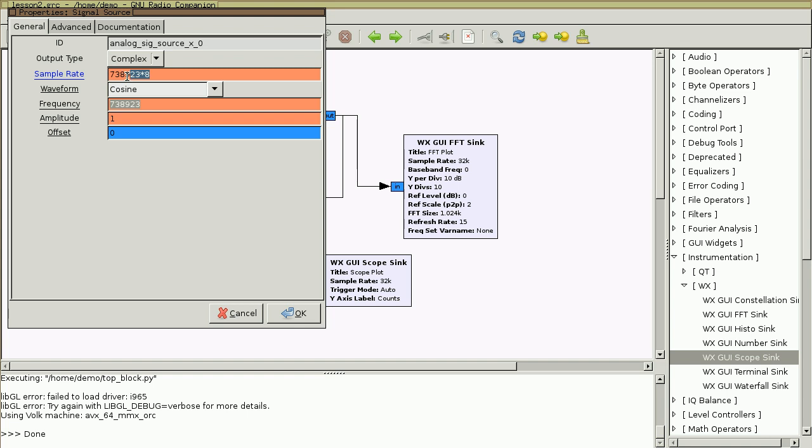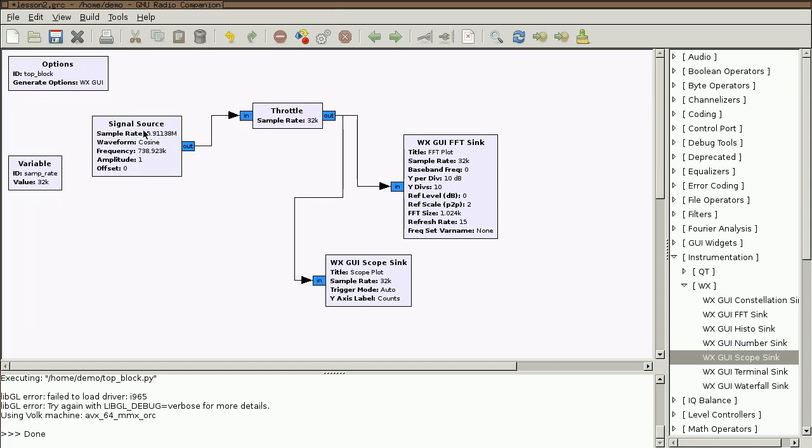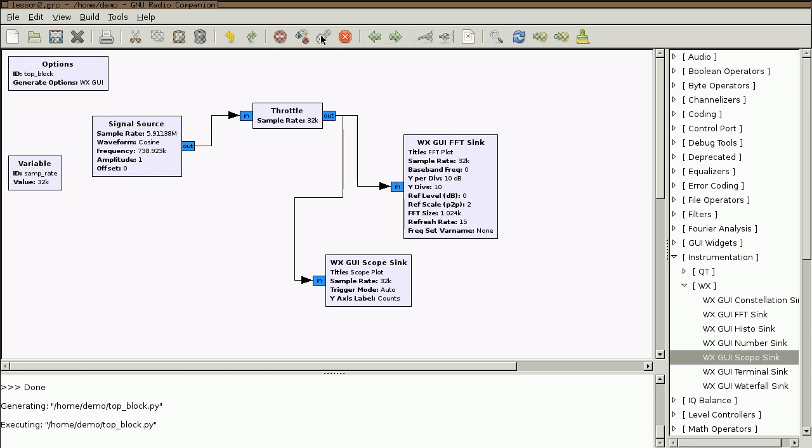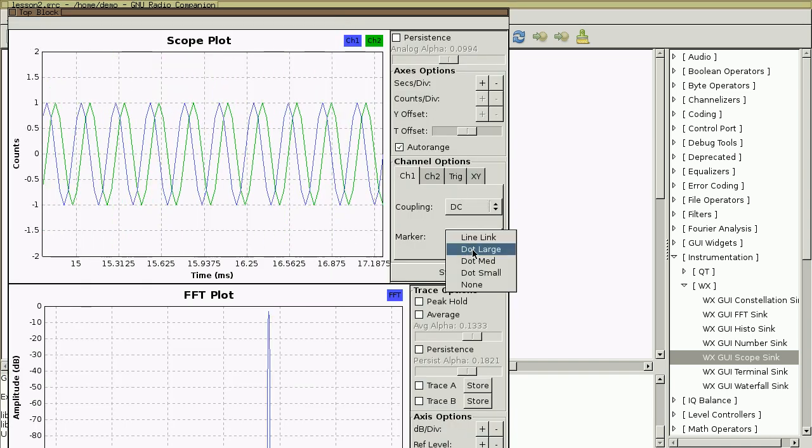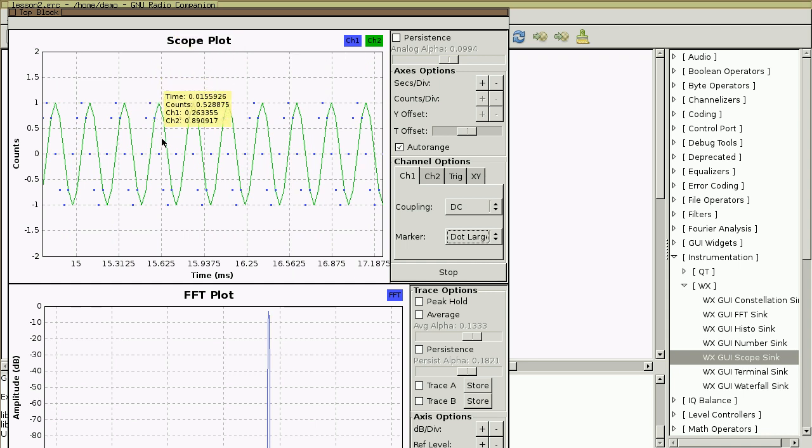Now remember, you can type any Python expression in some of these fields. So this should work. This should be 738.923 kilohertz with a sample rate that's 5 times that many. Even though these are really oddball numbers, notice that the ratio is 8:1 because I just multiplied one number by 8. And if we execute this flow graph, it should look quite familiar. We have 8 samples per period in the scope plot, and the FFT shows a single peak at 4 kilohertz. The FFT looks exactly the same as it did before.